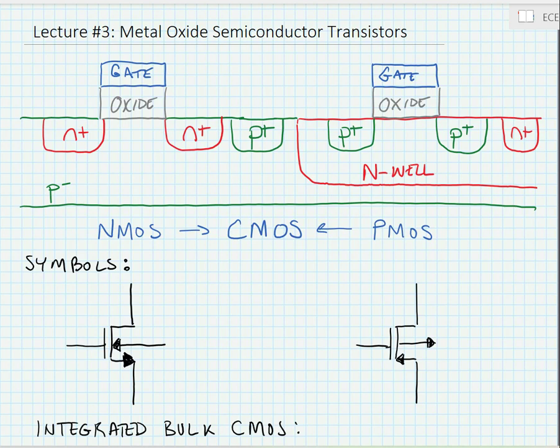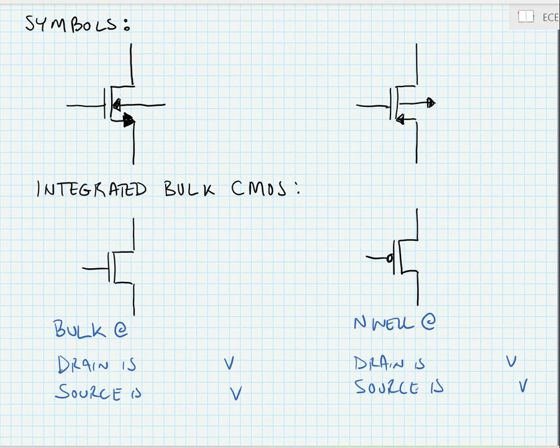Next, let's look at the circuit symbols. The circuit symbols for the NMOS on the left and the PMOS on the right are shown with a conventional arrow in the direction of the primary current flow. Here, for the NMOS, we have a gate, a drain, a source, and sometimes we have a bulk contact. For the PMOS, we have a gate, a drain, a source, and the bulk contact.